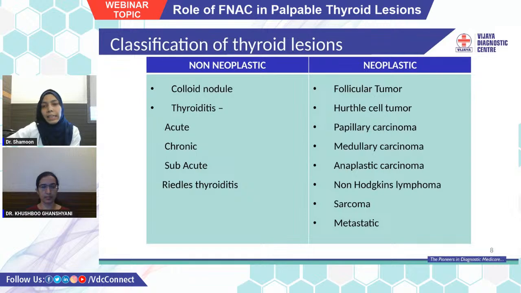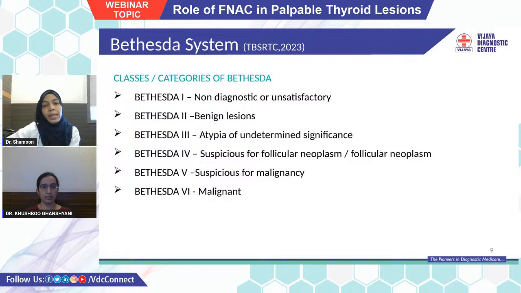Coming to neoplastic lesions of thyroid, they are benign and malignant. Benign ones include follicular tumor or Hurthle cell tumors, and the malignancies like papillary carcinoma, medullary carcinoma, anaplastic carcinoma, lymphoma, sarcoma, and metastatic cancers. These are the 6 categories given by Bethesda system.